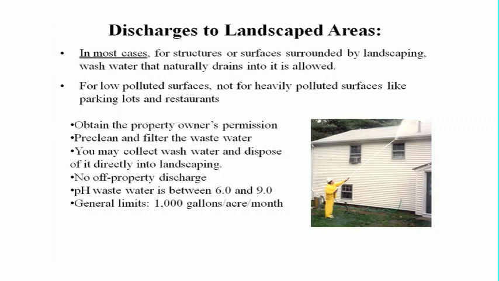In most cases, for structures or surfaces surrounded by landscaping, wash water that normally drains into it is allowed. This is for low polluted surfaces, not for heavily polluted surfaces like parking lots and restaurants. Obtain the property owner's permission, pre-clean and filter the wastewater. You may collect the wash water and dispose of it directly into the landscaping. No off-property discharge. pH should be between 6 and 9, and generally limit it to 1,000 gallons per acre per month.